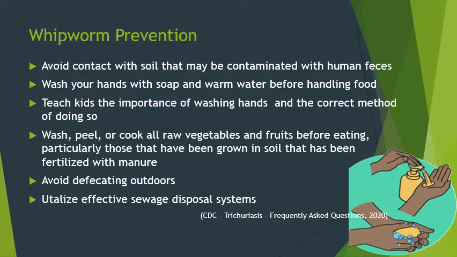Wash, peel, or cook all raw vegetables and fruits before eating, particularly those that have been grown in soil that has been fertilized with human manure. Try to avoid defecating outdoors, and make sure wherever you travel that there's an effective sewage disposal system.